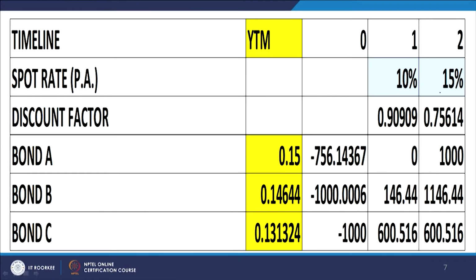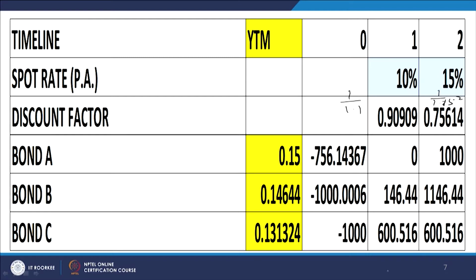Now, this is the timeline 0, 1 and 2. The spot rate is given as 10% and 15%, 10% for the maturity of 1 year and 15% for the maturity of 2 years. Discount factor has been worked out by taking annual compounding. So, this is 1 upon 1.1 and this is 1 upon 1.15 whole square.